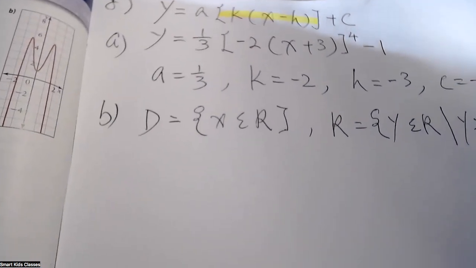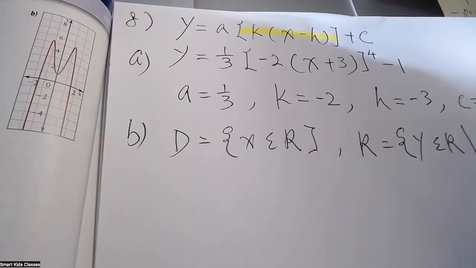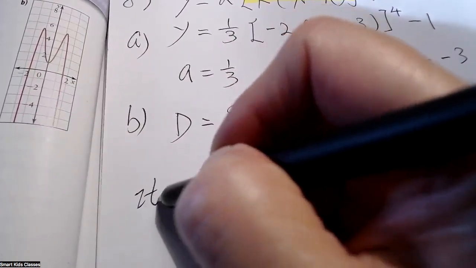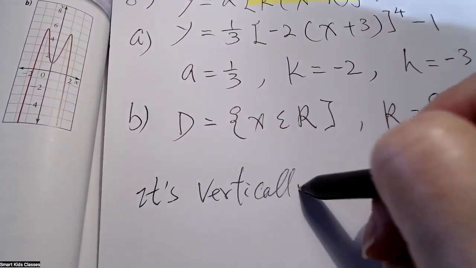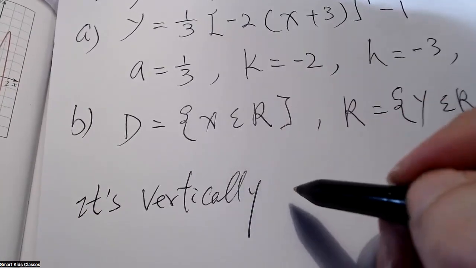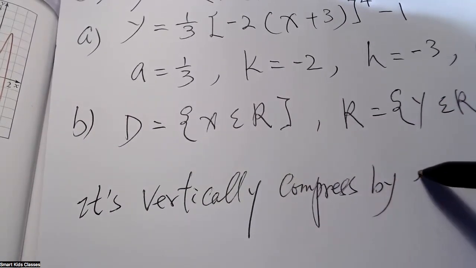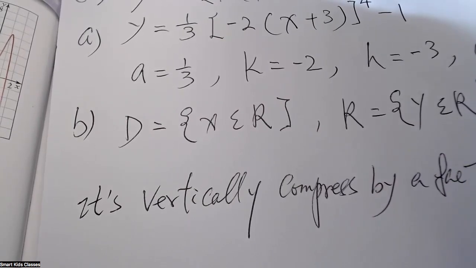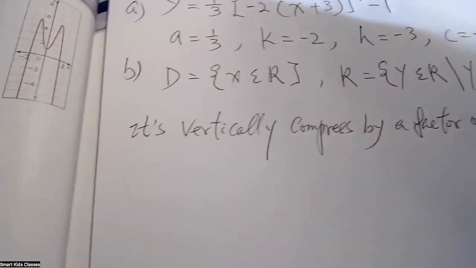Now we're going to describe each transformation. So let's write the A. It's vertically compressed by a factor of 1/3. So we finish for A.